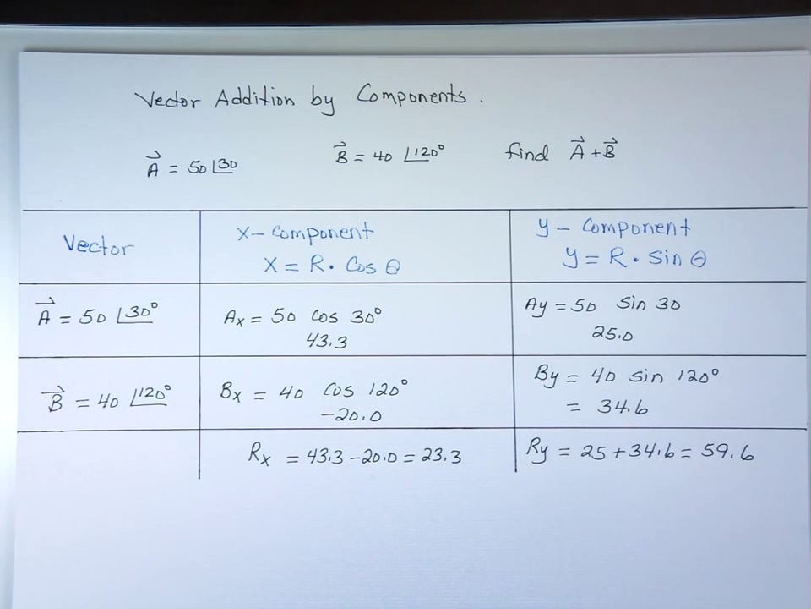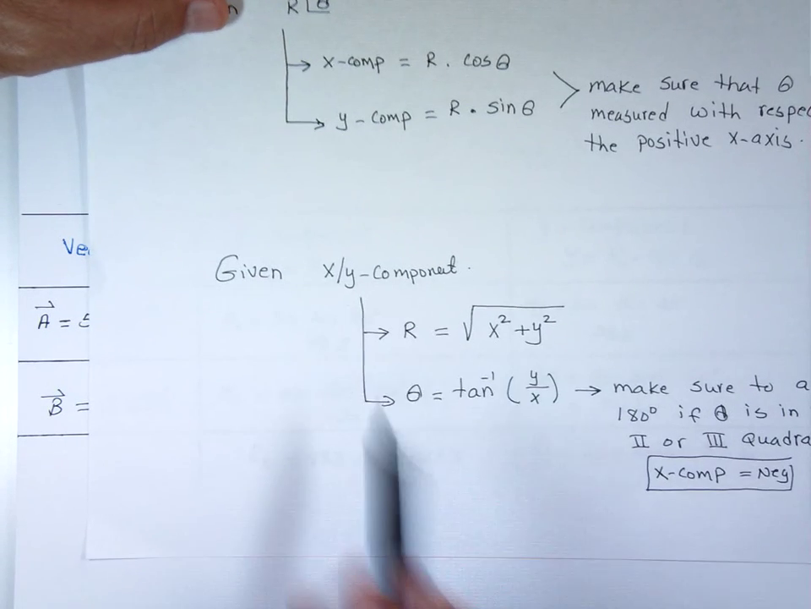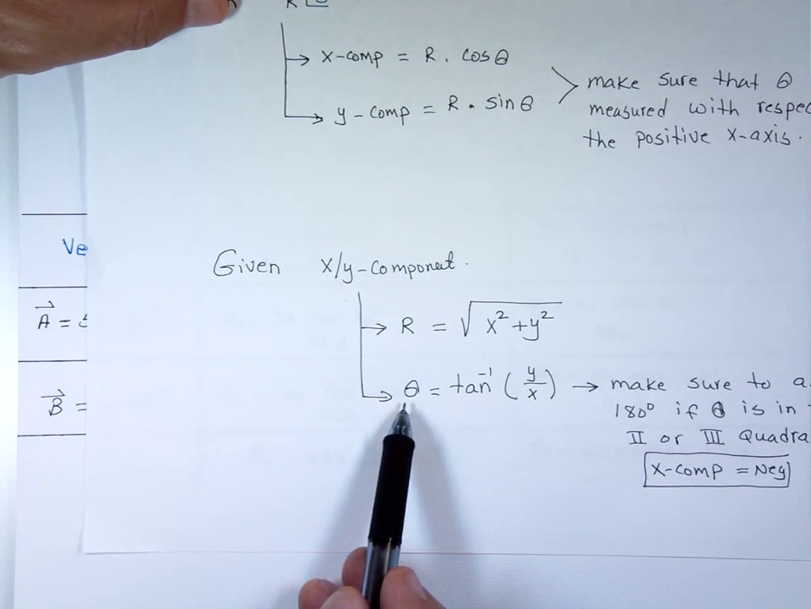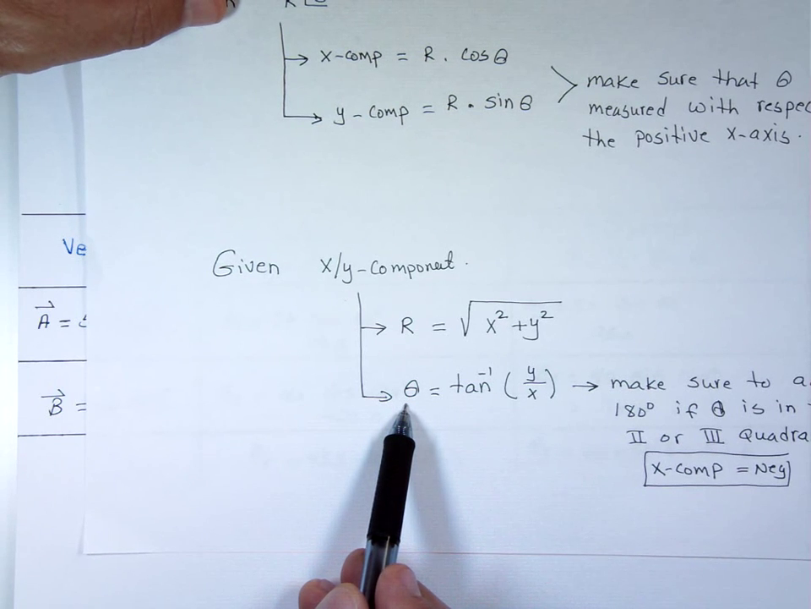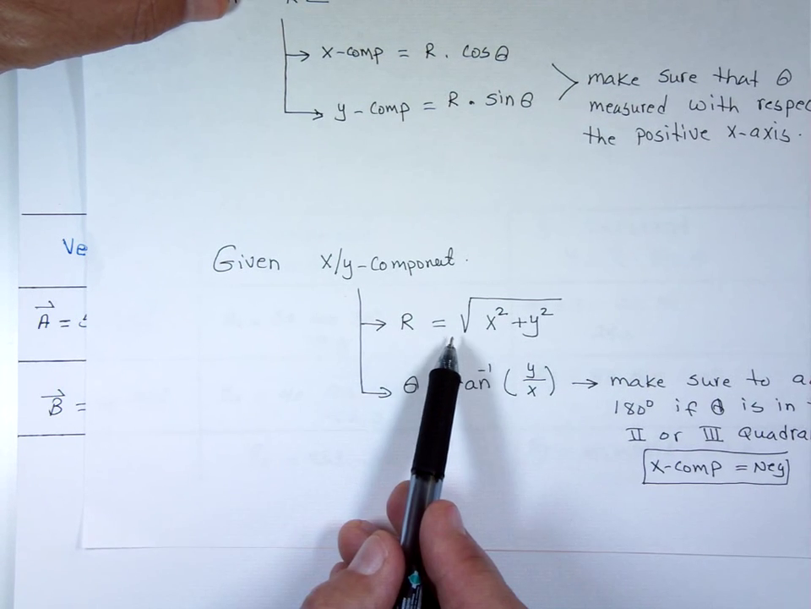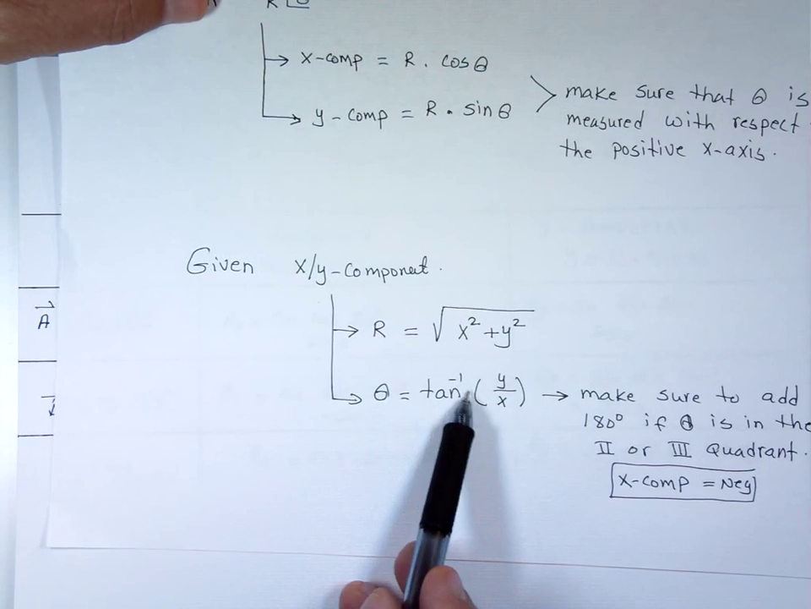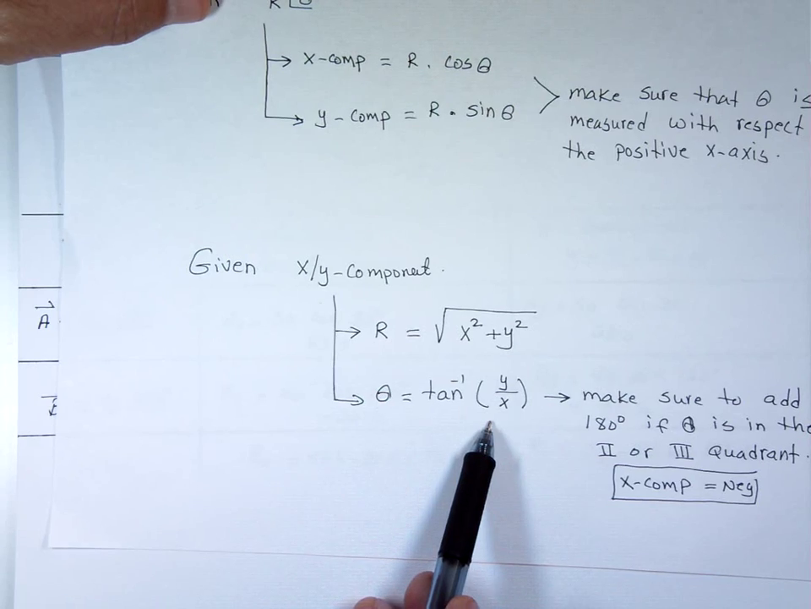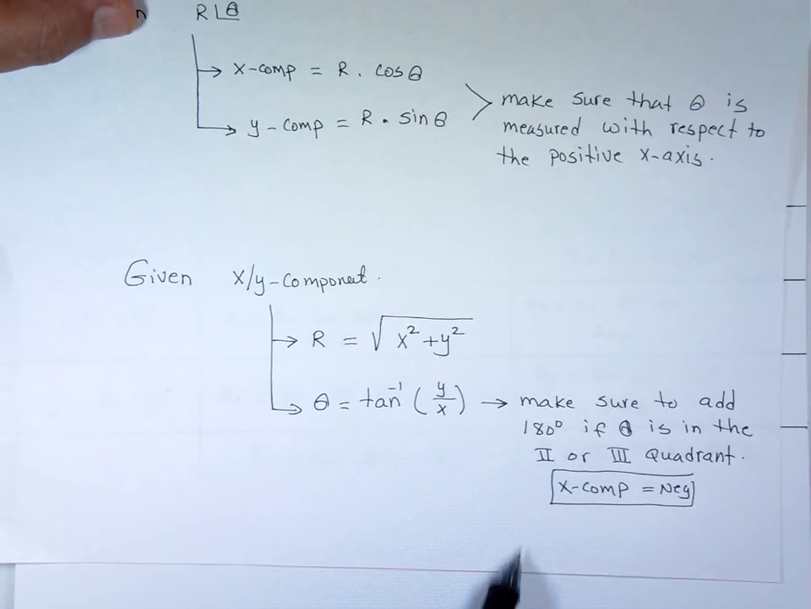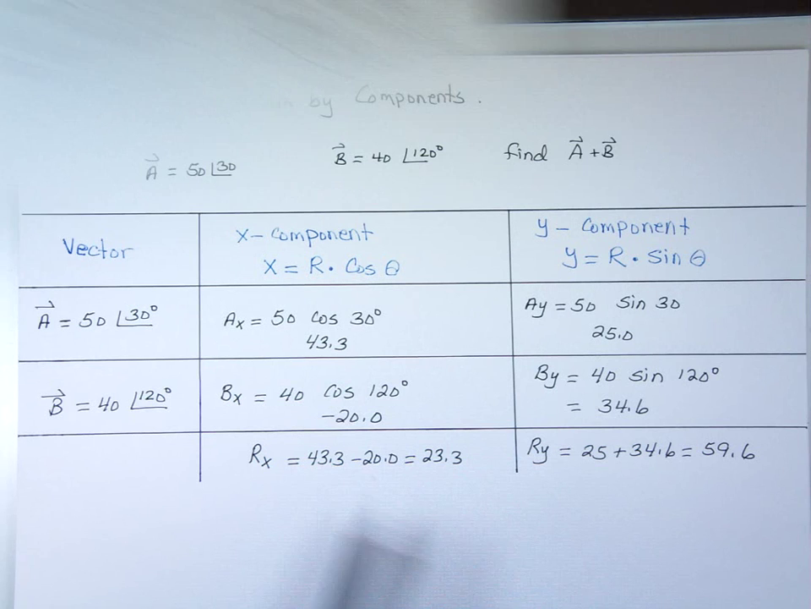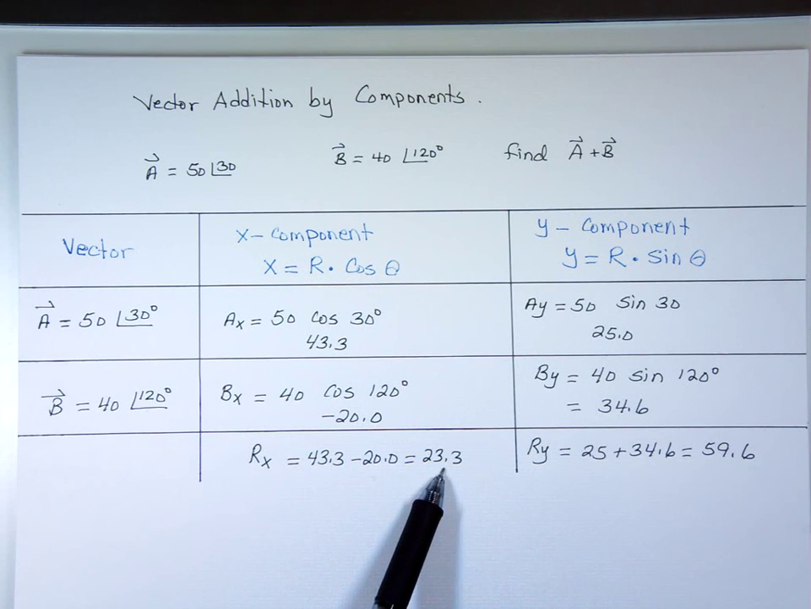Where's my summary sheet I did earlier today? If you know the x and y component, you can find r and you can find theta. R will be what? The square root of x squared plus y squared. And theta will be the inverse tangent of y over x. And make sure to add 180 degrees if x component is negative. Is my x component negative? No? So I'm not going to be adding 180 degrees.